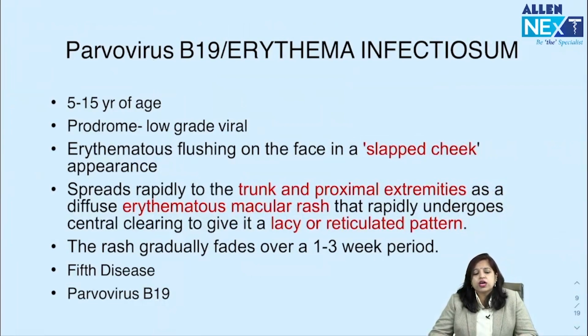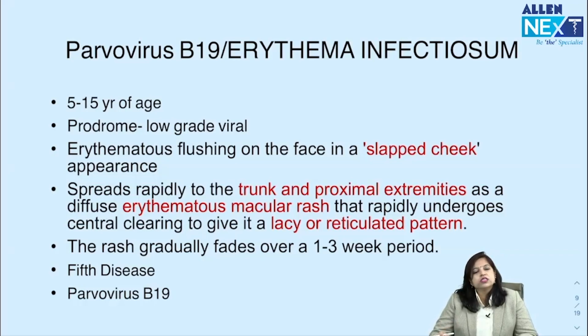5 to 15 years of age, and the prodromal symptoms are usually of low-grade viral infection. The typical appearance of erythematous flushing of the face is referred to as slap cheek appearance, and the rash, starting from the face, spreads rapidly to the trunk and proximal extremities as a diffuse erythematous macular rash that rapidly undergoes a central clearing. This is the hallmark of the rash of erythema infectiosum.